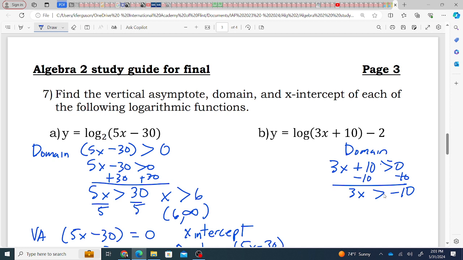Okay, so 3x is greater than negative 10. I'm going to solve that inequality by dividing by 3 on both sides, and I get x is greater than negative 10 over 3. You don't need to change that to an improper fraction. You can leave it the way it is.